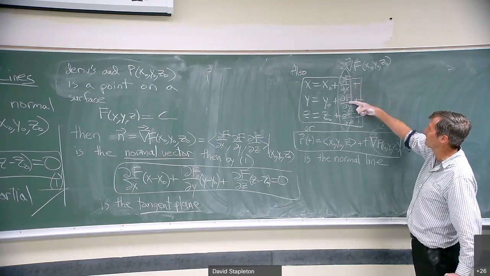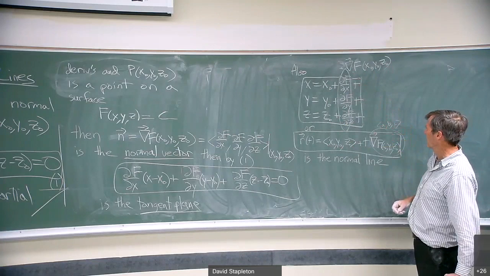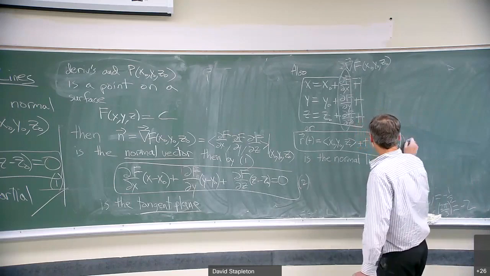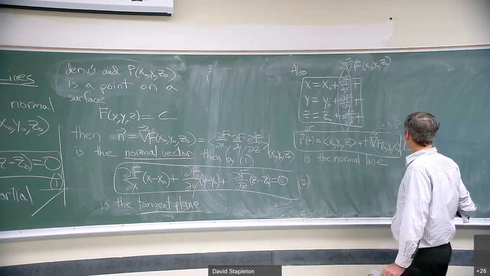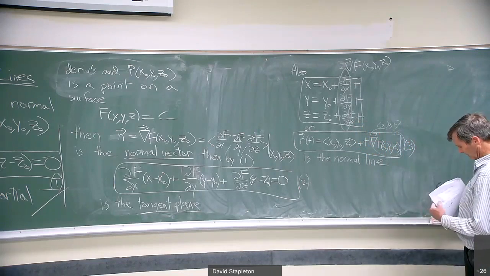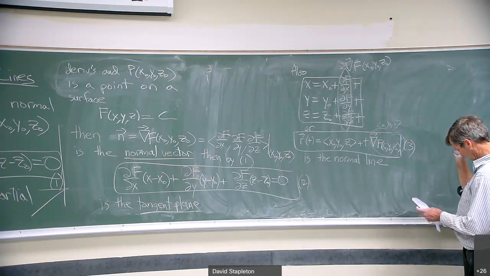So it's just replacing ABC with the 3 partial derivatives, and you get the tangent plane, we can call that 2, and the normal line 3. Let's look at a problem on that.